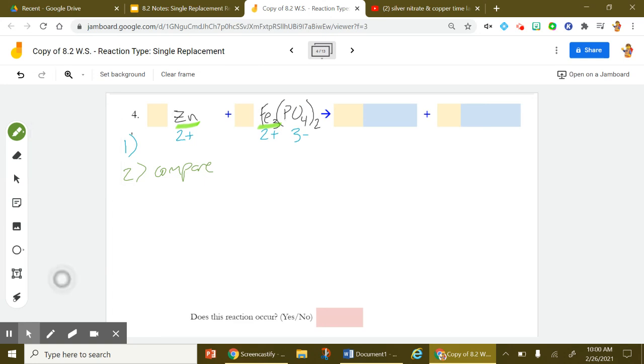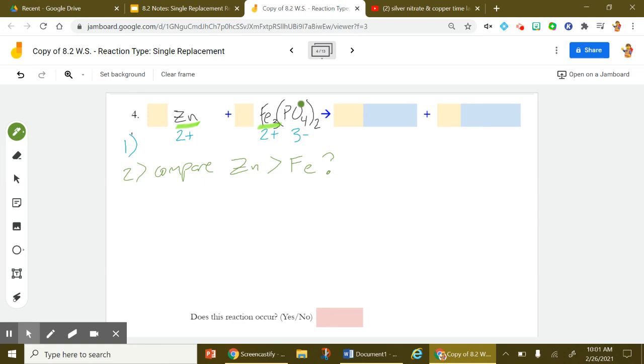This reaction only occurs if zinc is higher than iron. Okay, all right. So let's see, is this true? Is zinc better than iron? Remember, phosphate is only going to break up with iron if it can go out with zinc, all right, if zinc is better, all right?